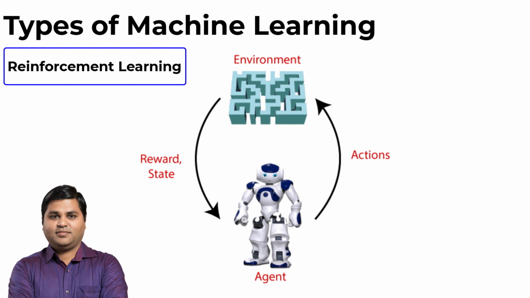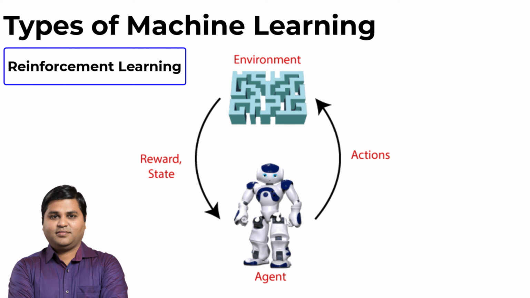Reinforcement learning is like when you're learning to ride a bike. At first, you don't know what to do, so you make mistakes and fall down. But every time you try again, you learn something new about how to balance and pedal. Eventually, you get better and better until you can ride without falling.